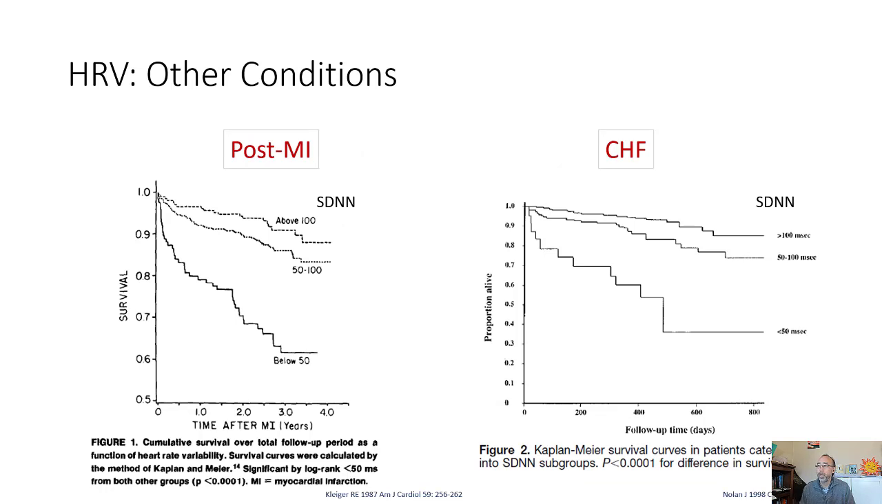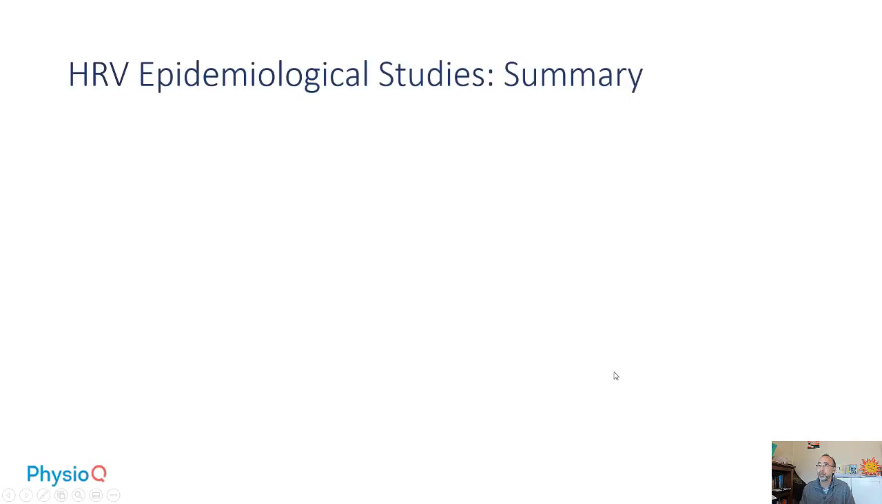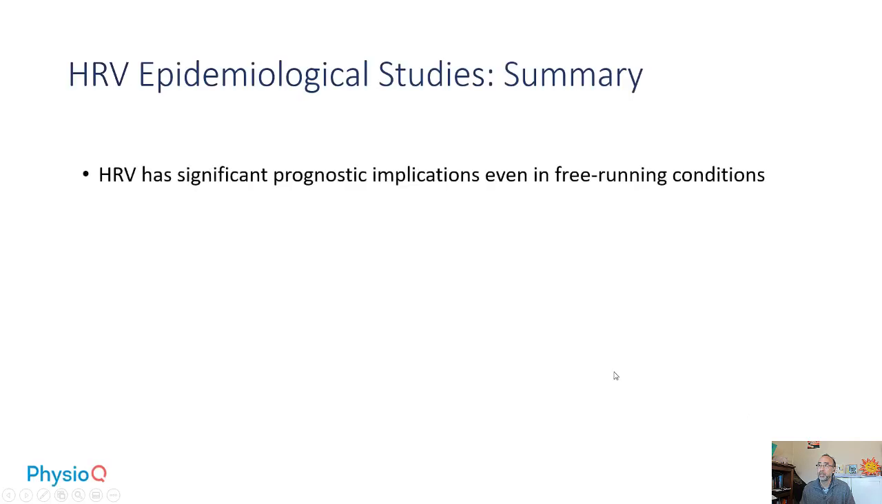Heart rate variability also has associations or important prognostic information for post-MI and congestive heart failure as well, not only in the general population. And so the summary of the epidemiological HRV studies is that HRV has significant prognostic implications even in free-running conditions.